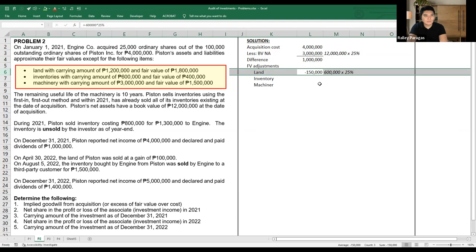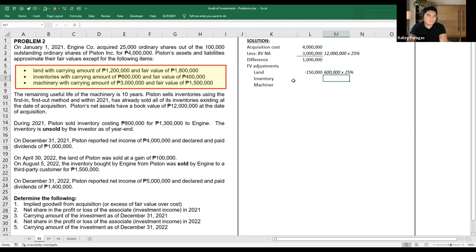Okay? How about inventory? Ito naman, an overvaluation naman siya. So babalik-tanawin rin lang natin. Kunin natin yung difference, which is 200,000. Kunin natin yung share natin, which is 25%. And then, since overvaluation siya, ibabalik lang natin yung sign, no? So that's 200,000. Multiply that by 25%. That's 50,000.